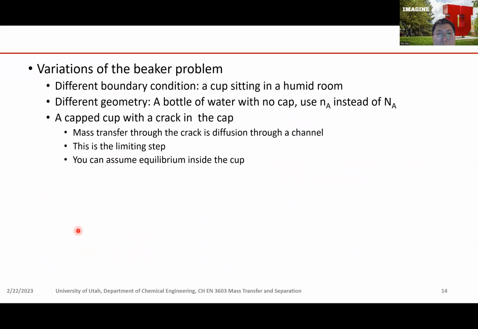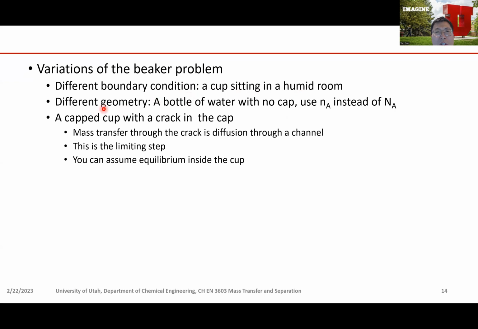So there are several variations of this beaker problem we can consider. For example, we can have a different boundary condition, right? If we have a cup sitting in a humid room, then x_A0, the mole fraction of water vapor at the mouth of the beaker, is not going to be 0. That will depend on the humidity of the room.